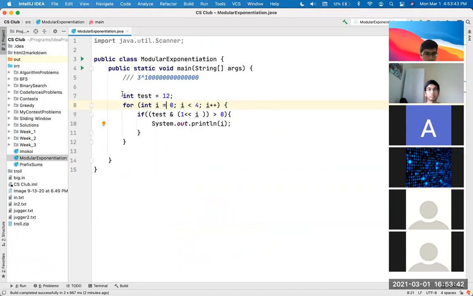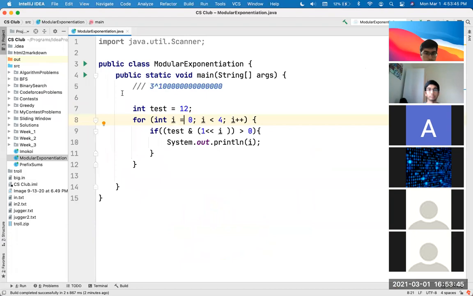So yes, that's what we're going to cover now. There's a couple of ways to do it: there's an iterative way and a recursive way. Before we do that, I just want to make sure you guys are comfortable with some bitwise operators.